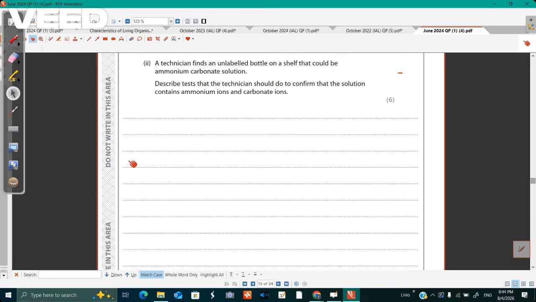A technician finds an unlabelled bottle on a shelf that could be ammonium carbonate solution.